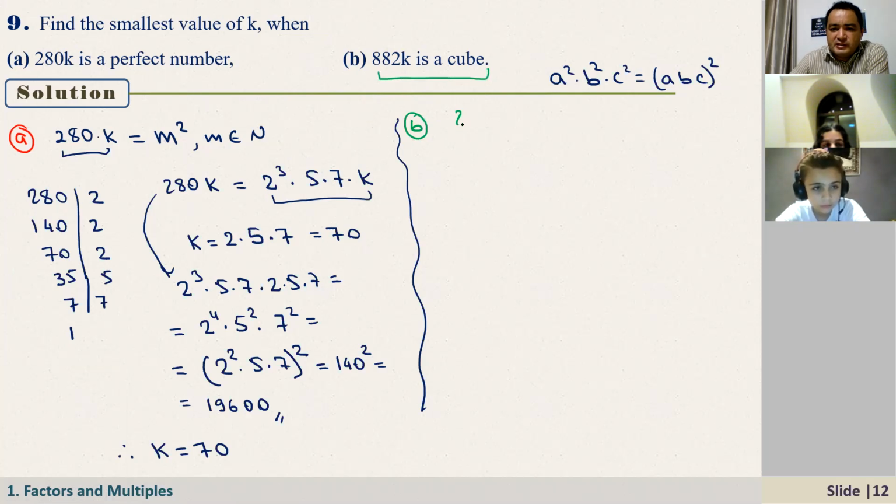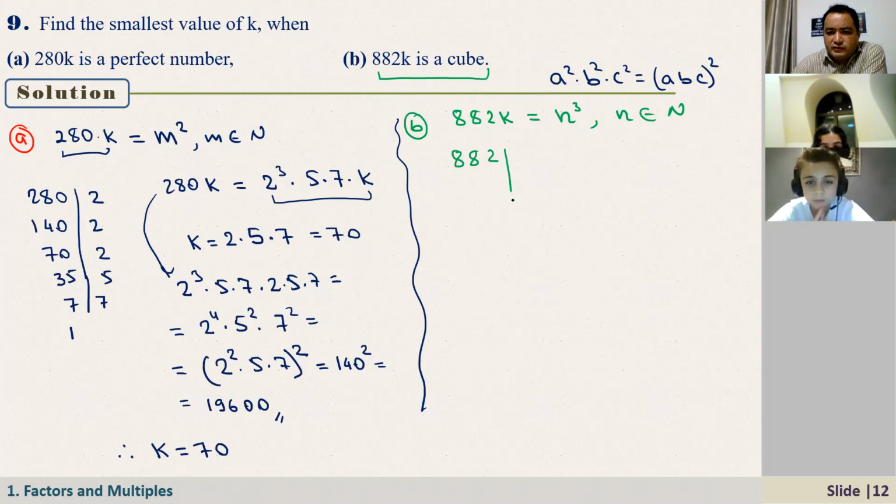So the second one says that 882k is a cube. What does it mean? It means that 882 times k must be a cube number, some number n cubed. And n is a natural number, maybe 1, 2, 3, 4, 5, 6, any number, right? Again, to be a cube, first we need to find the prime factorization of 882.